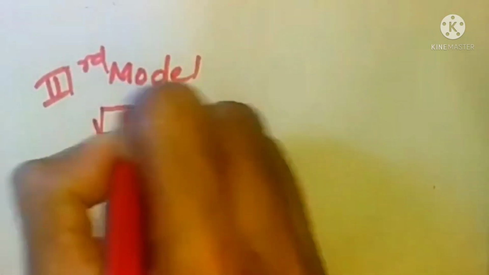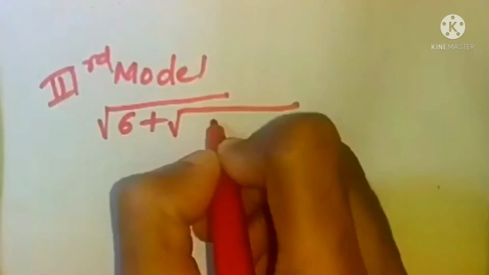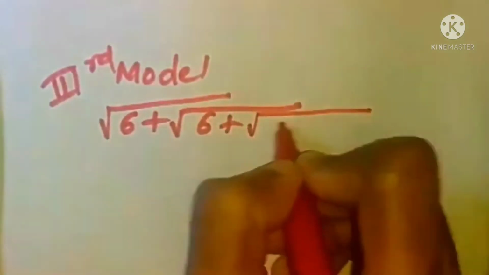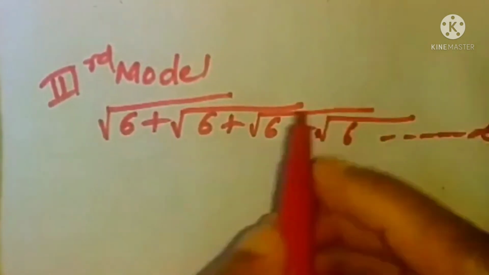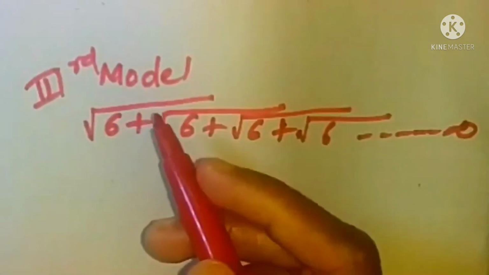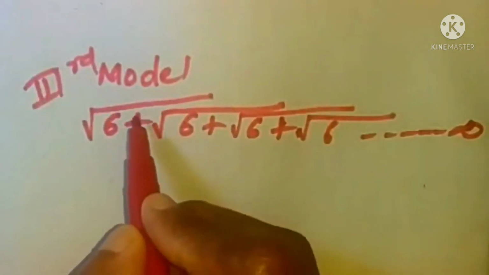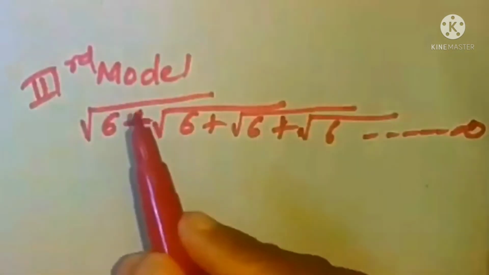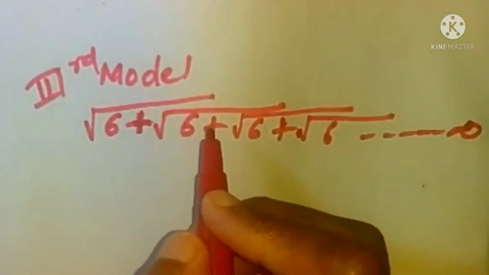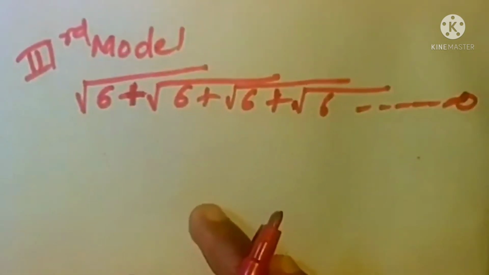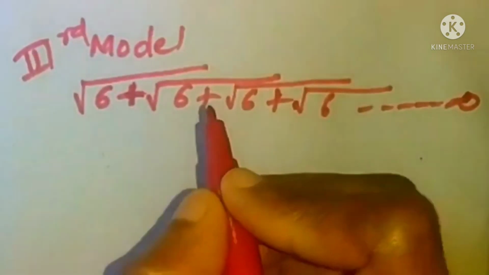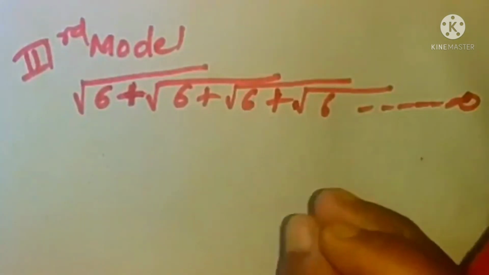Here is our third model, when it is under root 6 plus under root 6 plus under root 6 plus under root 6 and so on to infinity. What is the difference between the previous problems and this? In the previous problems there is no plus symbol; for both problems it is only multiplication. But in this problem, there is a plus symbol and infinity at the end. Now let's see how to solve. Firstly, I'll tell the traditional method and then I'll explain the shortcut.